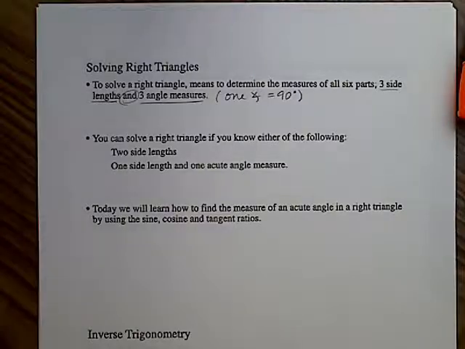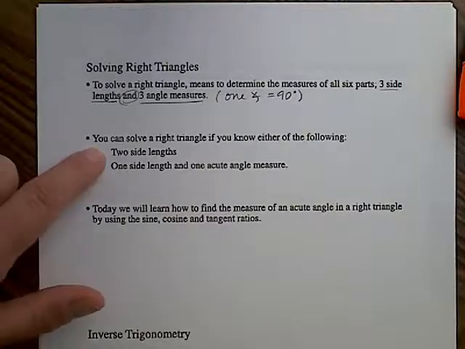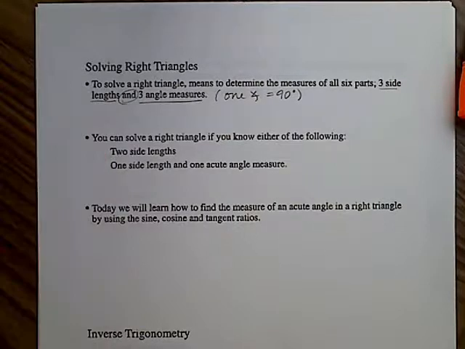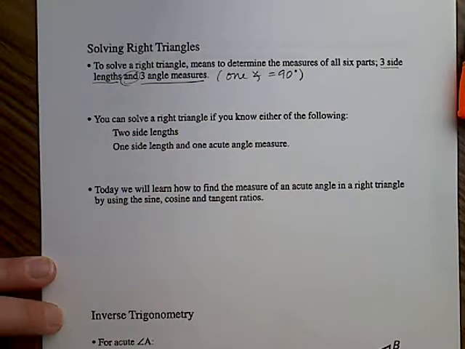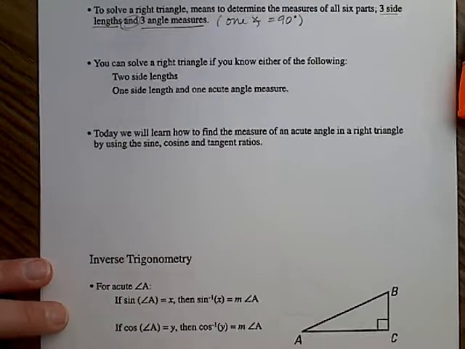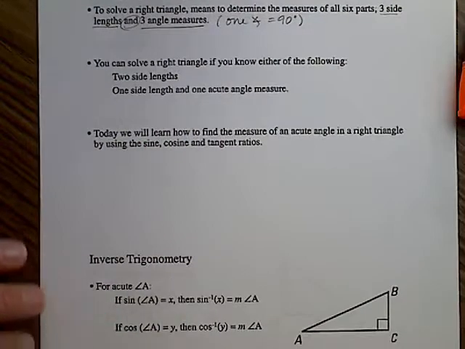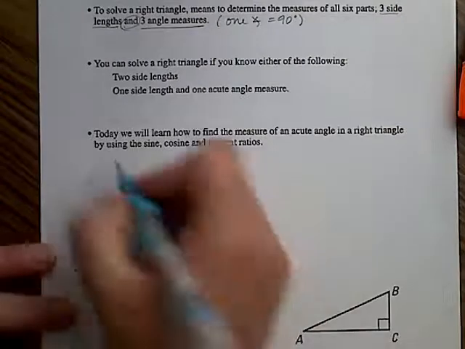So we can solve a right triangle if we know two side lengths, or one side length and the measure of one of the acute angles. Before we jump into finding all six parts, we need to talk about how we can find the measure of one of the acute angles in a right triangle using the sine, the cosine, and the tangent ratios. So what we are going to introduce today is inverse trigonometry. So let's talk about that for a moment.